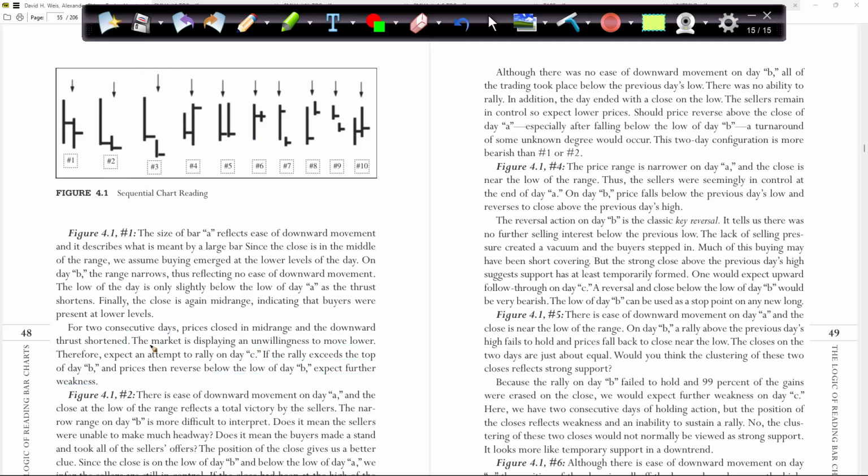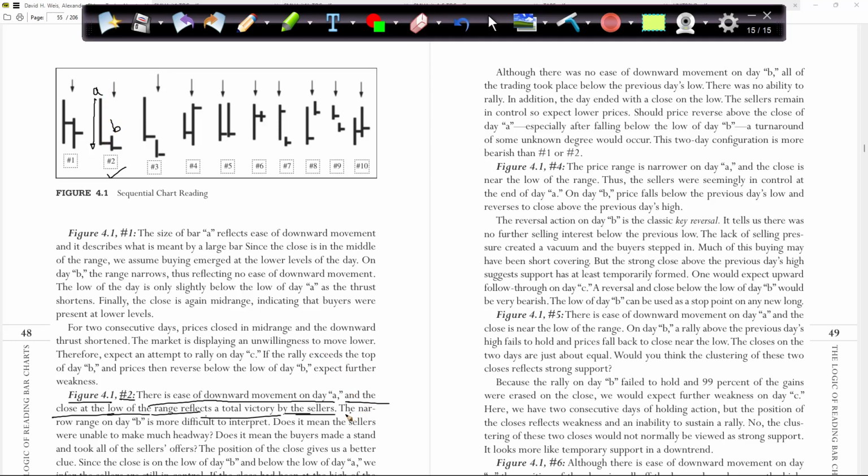Now figure 4.1, number 2: there is ease of downward movement on day A, and the close at the low of the range reflects a total victory by the sellers. So what it's saying is that the close is near the low, which shows that sellers were the dominant force.